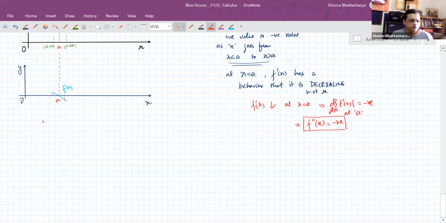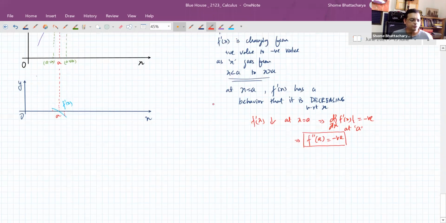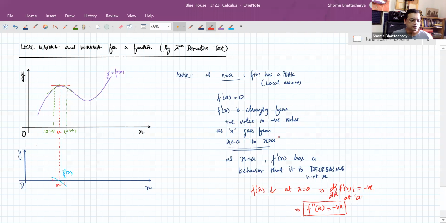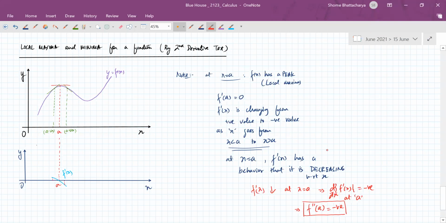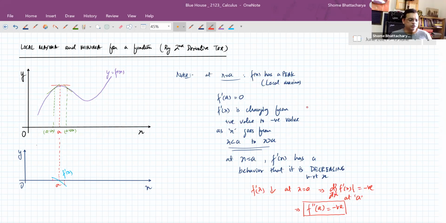That at the peak point, the derivative of the function is going from positive to 0 to negative. So second derivative of the function should be negative because the derivative itself is decreasing. So its rate of change should be negative. So if it was going from negative to positive, then it would be positive, and that you can see is happening at the dip point.